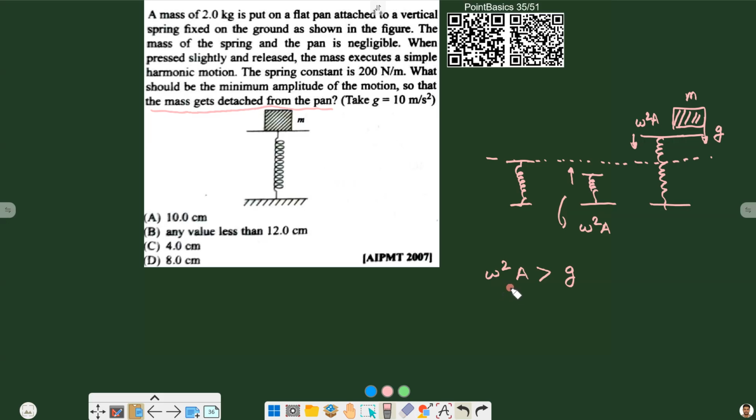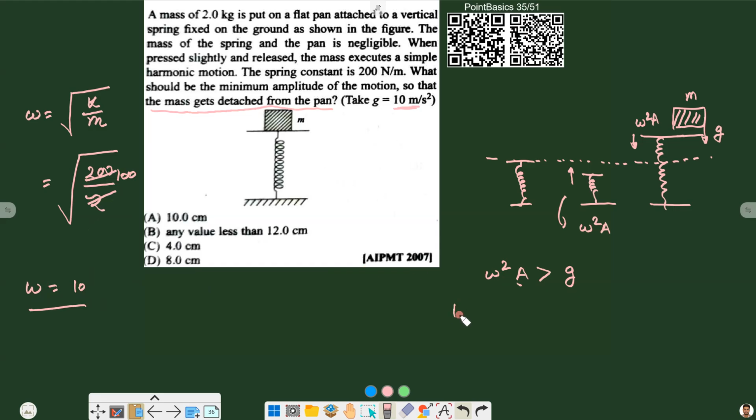Yes, we have to find the amplitude. What should be the minimum amplitude? We have to solve for amplitude. We have to calculate omega here. The value of g we already know, and it is given as 10. For a spring, omega is given by under root k by m. K is 200 and m is 2, so omega comes out to be 10. Omega square comes out to be 100.